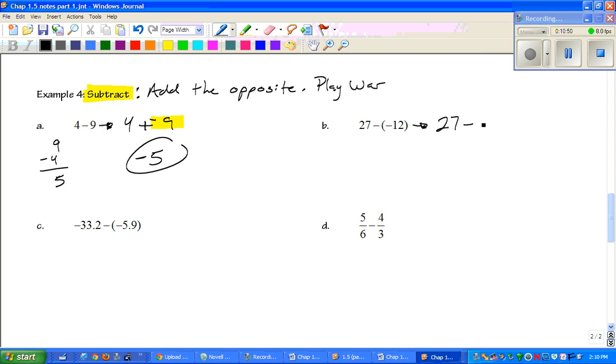Okay, 27 minus negative 12. I'm going to add the opposite. Well, now that just turns to plus. 27 plus 12, if you need to line them up, you get a positive 39.